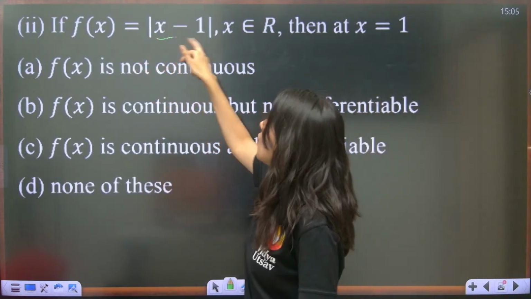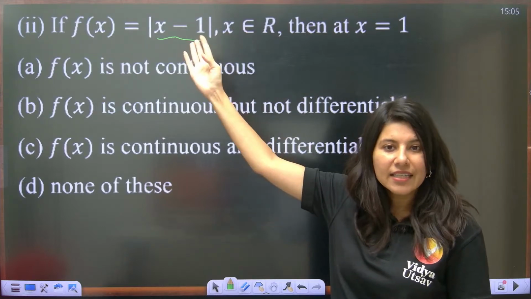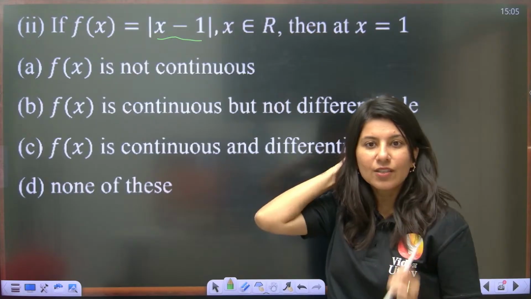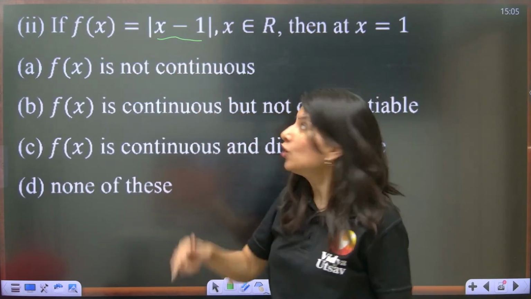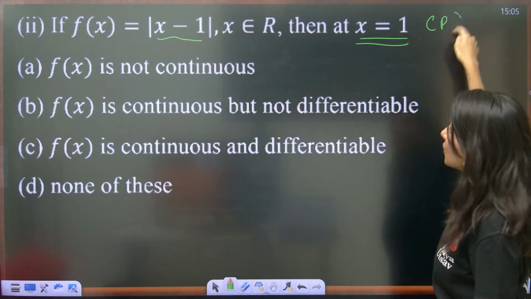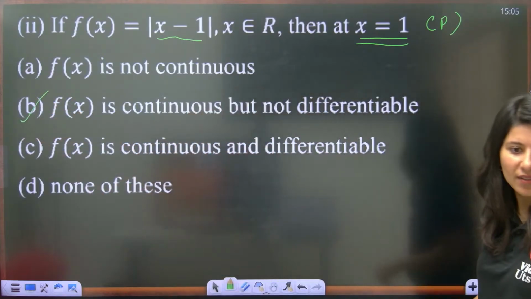f(x) is equal to mod x minus 1. I have told you this. We have done this question, right? It is a case study, but again there is no need for doing this case study thing. Modulus functions are continuous but non-differentiable at this critical point. This is the critical point only. So continuous but non-differentiable. Option B.